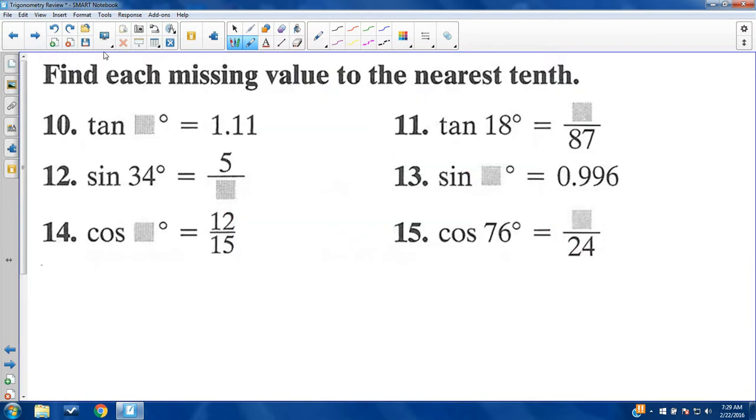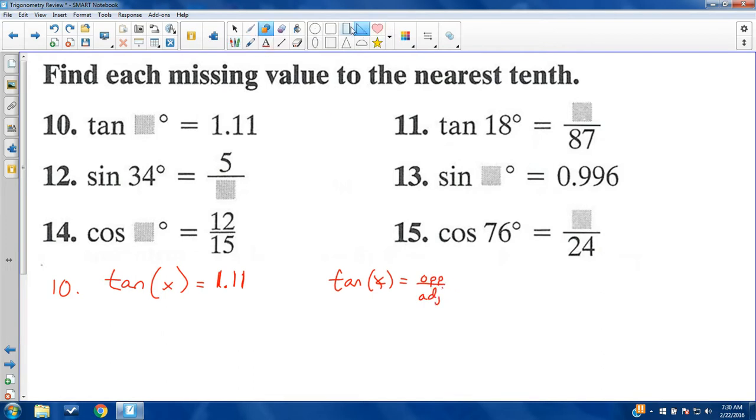Okay, find each missing value to the nearest tenth. So I'll have to write this underneath, I guess. I'll rewrite it. Now the tangent of blank, I'll go ahead and just put an x inside there. Okay, time to talk about right triangles a little bit more here to get the general idea of what's happening in these. I'm taking the tangent of an angle measure and I'm getting this value 1.11. Now keep in mind that the tangent of an angle is opposite divided by adjacent. I'm just giving you the full picture. There's a much easier way to solve this, which we're going to do. This is just to give you the full picture of what's actually going on.